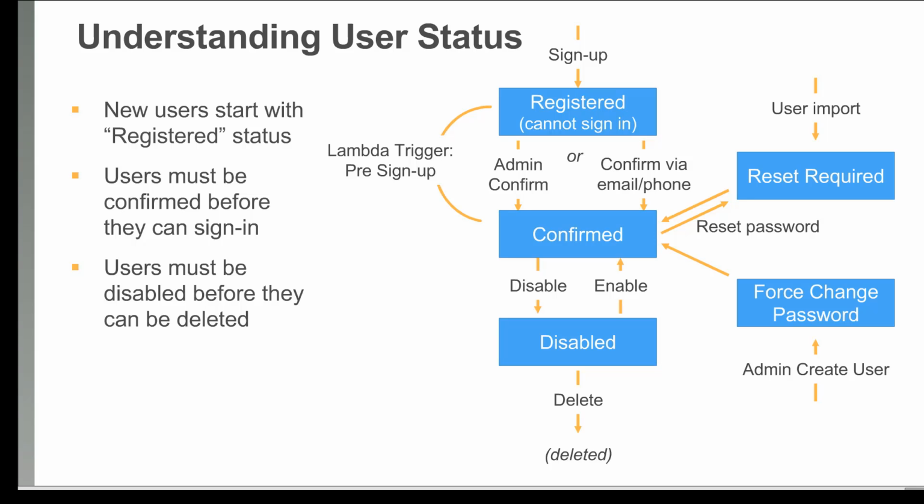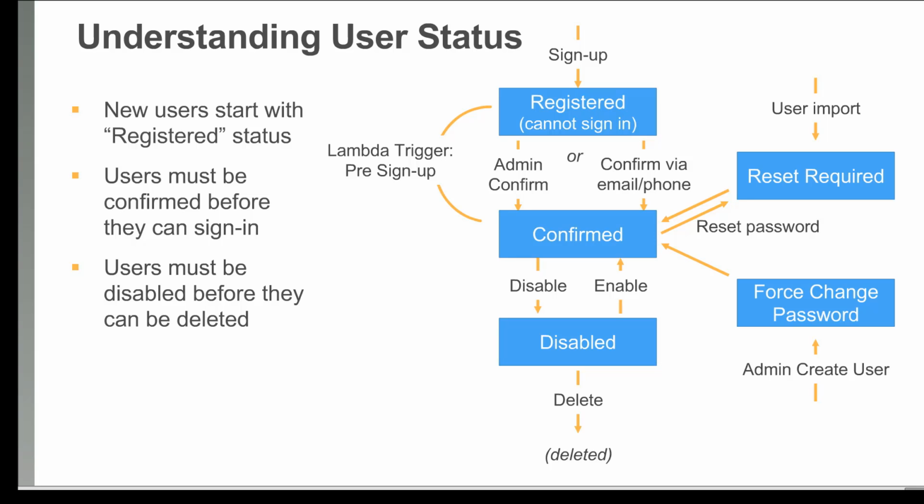So one thing to understand is the user status. When a user first signs up, they start with a registered status. And at that point, they need to be confirmed before they can actually sign in and use your app. Now, the standard way of doing this is by confirming email or phone number. That's built-in functionality. So if you use the built-in feature, for example, to confirm the email address, the user is automatically confirmed. But you could also confirm a user as an admin operation, or you can have it done automatically through one of those Lambda triggers that allow you to customize the flows.